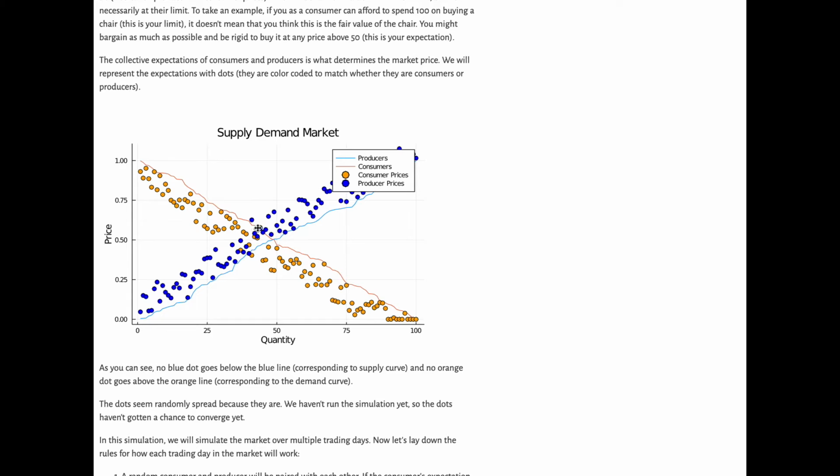And the producers, they'll do the exact opposite. They weren't able to sell a product to anyone, so they'll decrease their price by a lot. But again, they'll be limited by the supply curve. So now let's implement these rules and see what happens after we let these producers and consumers trade for, let's say, 100, 200, 300 days.